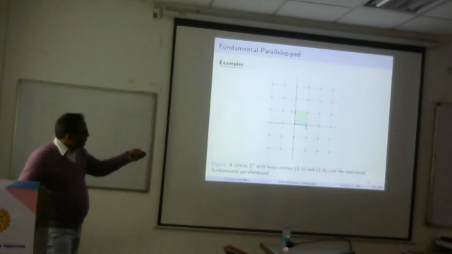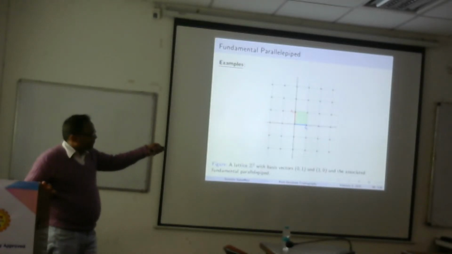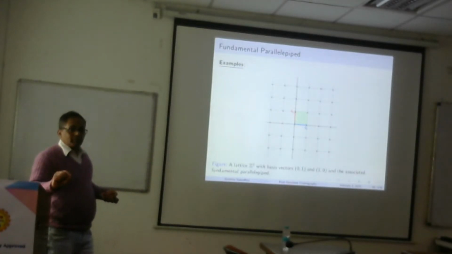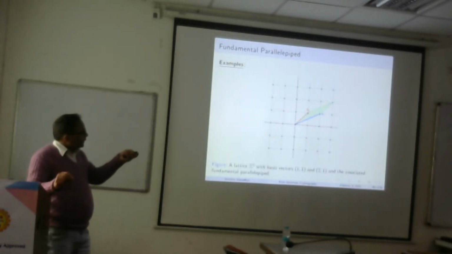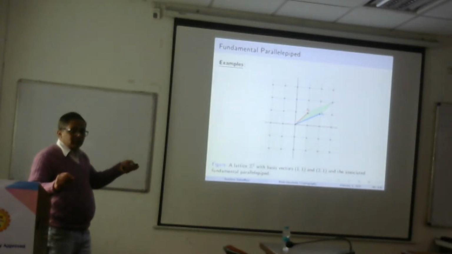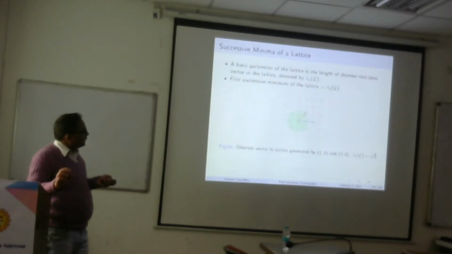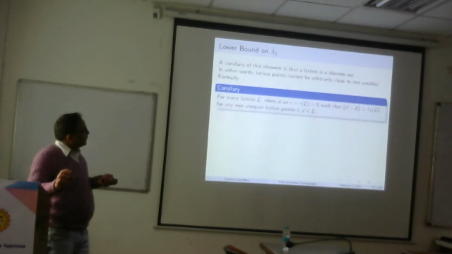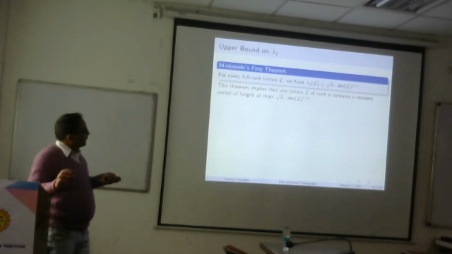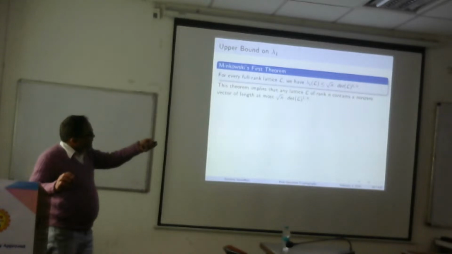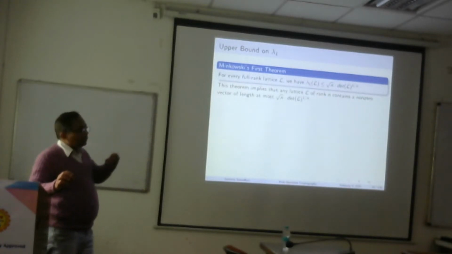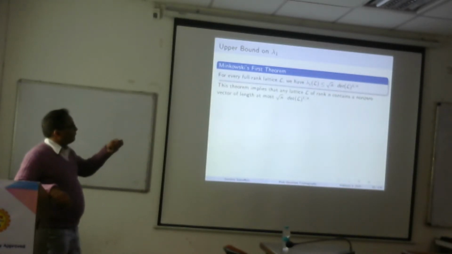So some value x times b1 plus y times b2, where x and y are between 0 and 1. Here also the same thing, x times b1 plus y times b2, where x and y are between 0 and 1. So the volume of that parallelepiped I create is called the determinant of L. Okay. So the determinant of L's nth root multiplied by square root n is the maximum value of lambda 1.